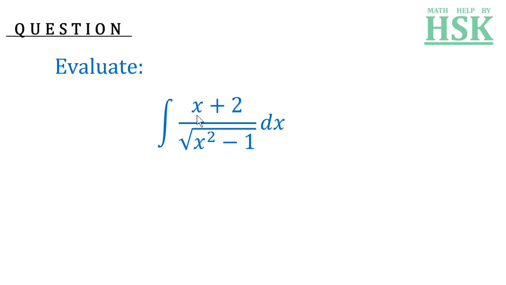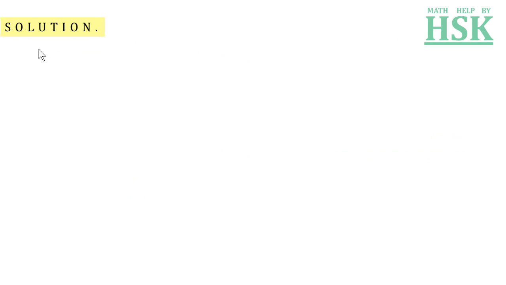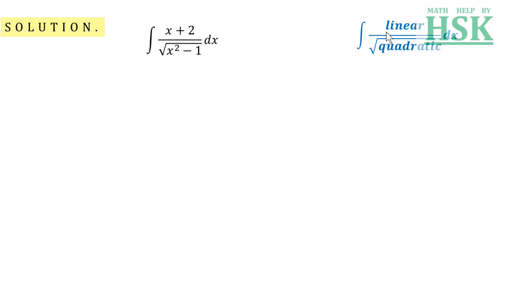The question is, evaluate the value of the integration of the function x plus 2 upon square root of x square minus 1 with respect to x. Now to solve this question, first of all, on observing this integral, we find that this integral is in the form of linear upon square root of a quadratic term, right?